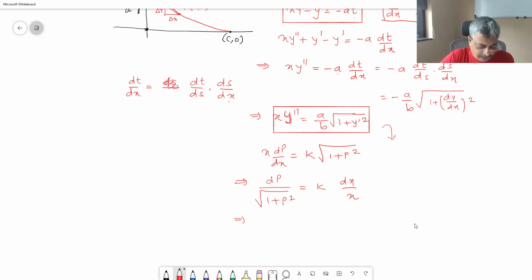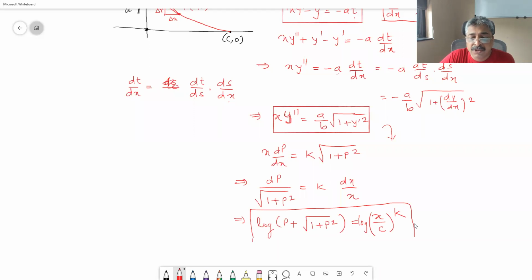After integrating, we get, what is the integral of this? Log p plus radical 1 plus p square is equal to, now k is already there, log x by c raised to k. This is after taking the first integral, and where the constant, let us call this c, is a constant of integration.